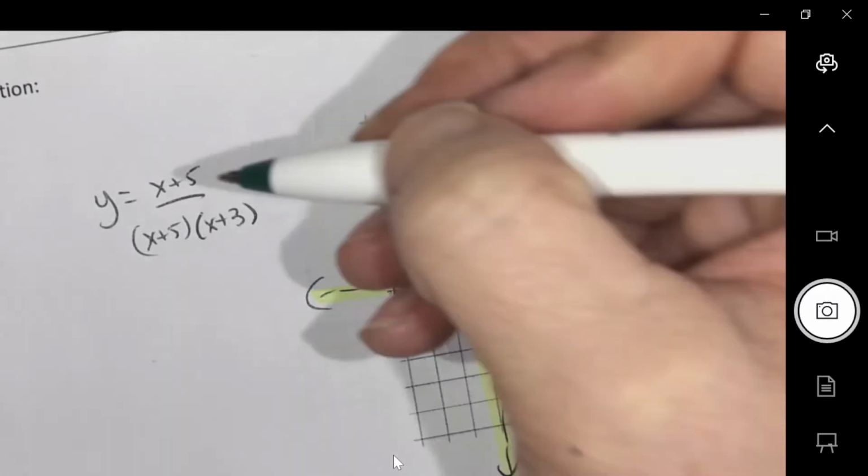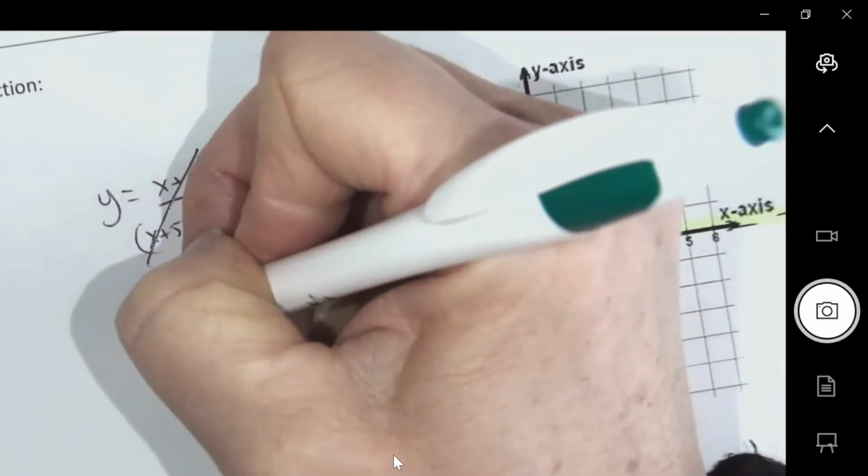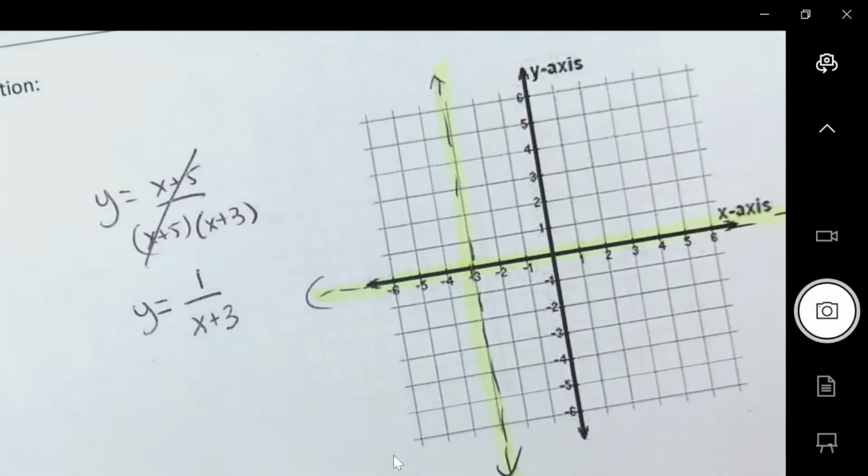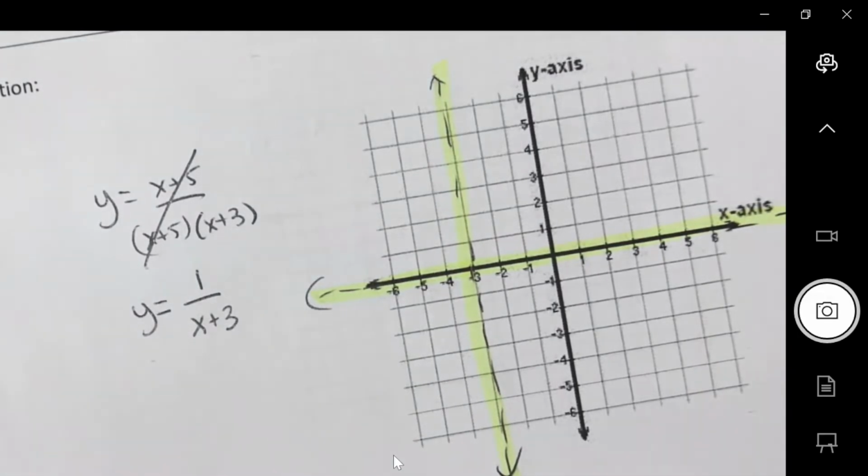Okay, we canceled that off. So does this sound right if I do 1 over x plus 3? Is that okay with you? How I got that? I canceled that.